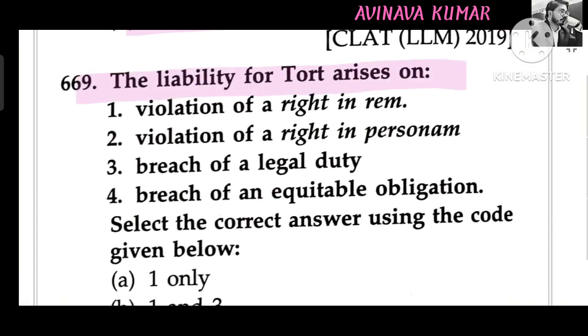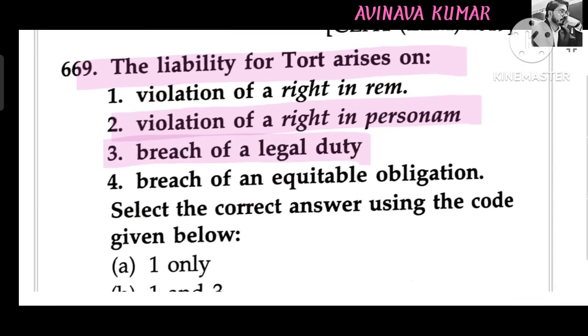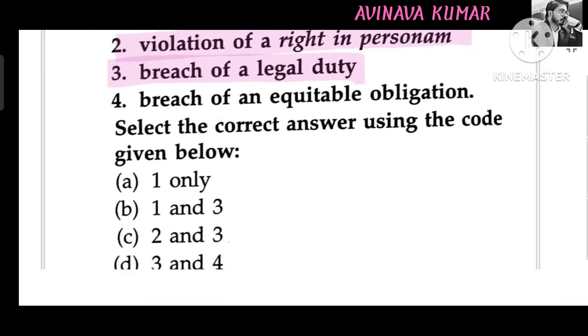The liability for tort arises on violation of a right in personam, breach of legal duty. 2 and 3 is right.